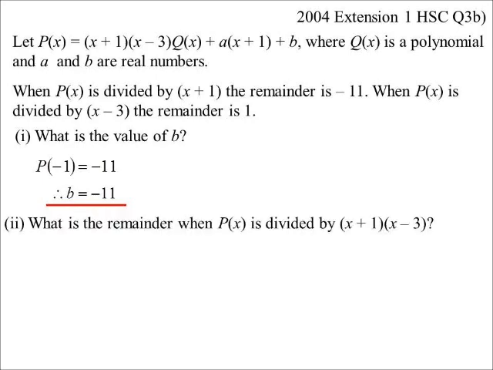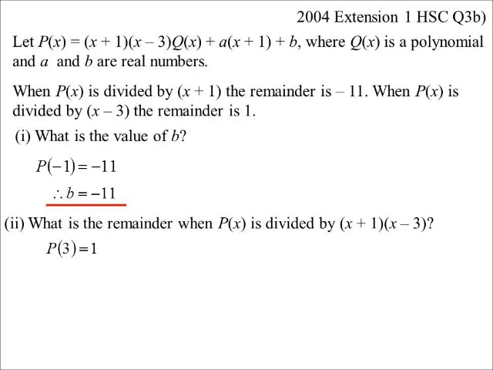Next part. What is the remainder when we divide by (x + 1)(x - 3)? So the remainder would be a(x + 1) plus b. We've worked out what b is. Now we have to work out what a is. So what other information have they told us? They've told us that when it's divided by x - 3, the remainder is 1. So we know that P(3) would equal 1.